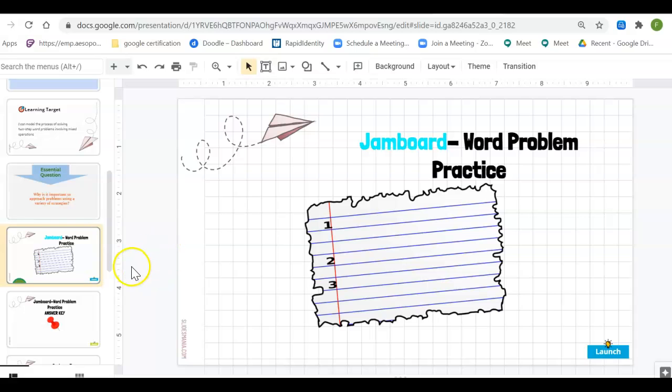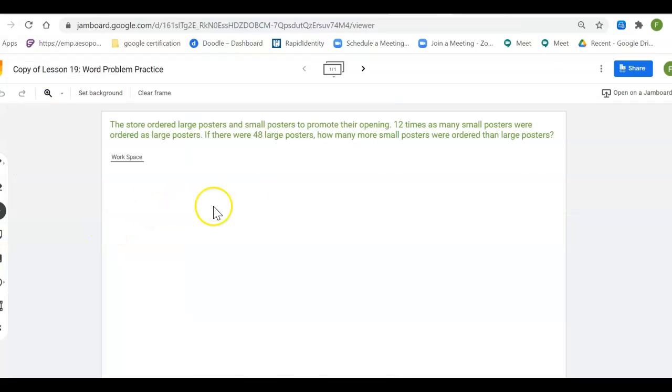So we've got some word problem practice on our first Jamboard. So this is our first Jamboard that you're going to work on. The store ordered large posters and small posters to promote their opening. 12 times as many small posters were ordered as large posters. If there were 48 large posters, how many more small posters were ordered than large posters? So let's go ahead and do our cubes on this one.